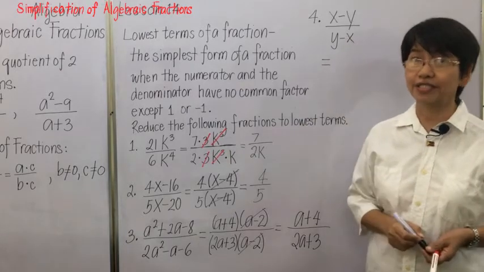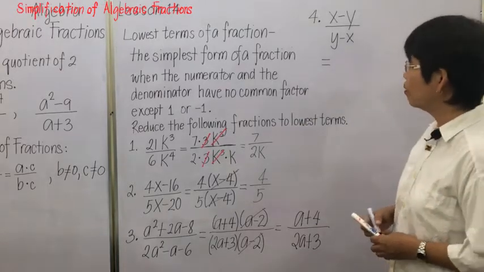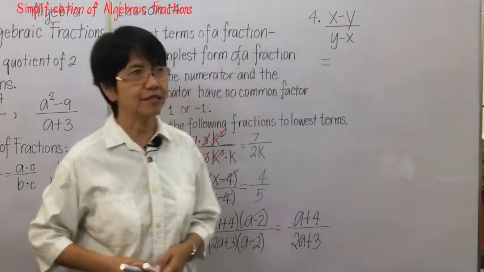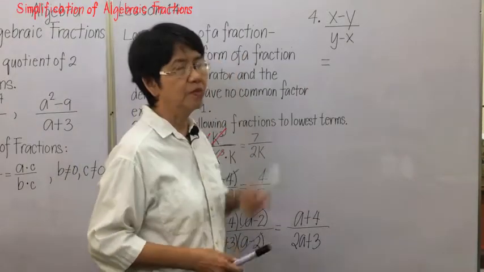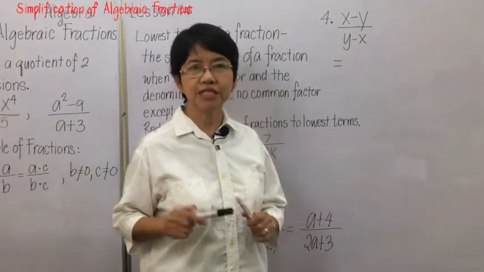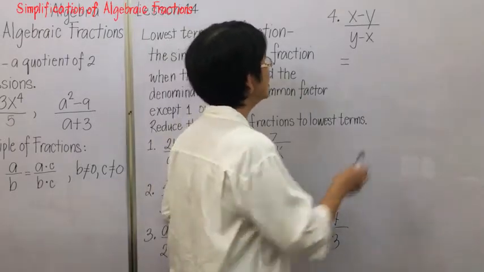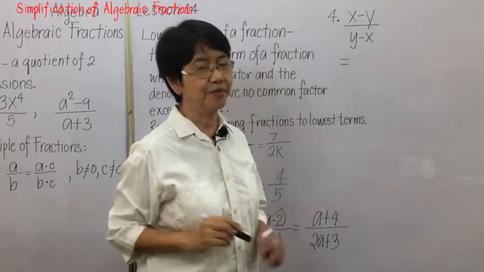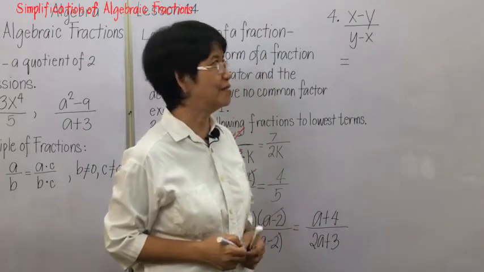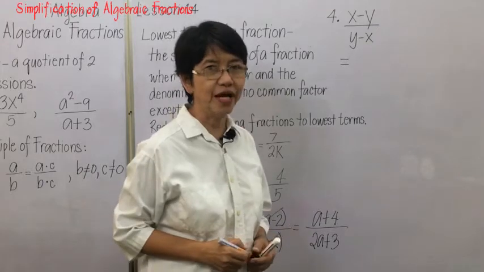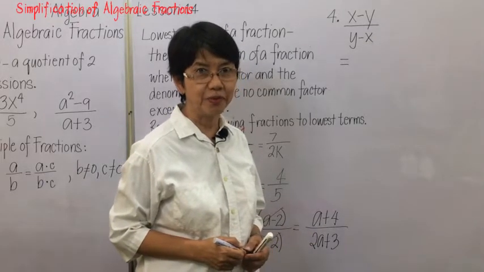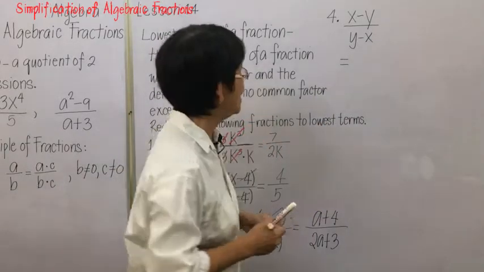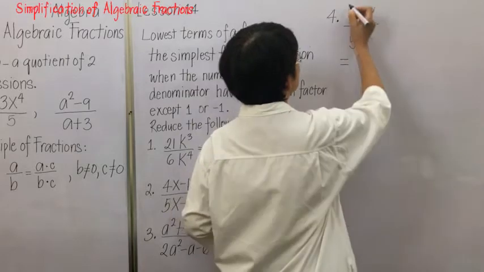Now, in the case of number 4, we see that x minus y and y minus x have opposite signs. So, what shall we do with this? We cannot cancel by terms. It's wrong to cancel by terms. One of the common mistakes of students is they cancel the x here and the x here and then the y's. But that is wrong. But what we can do is multiply both numerator and denominator by the same number. That will change the form of our terms. And that number is -1.